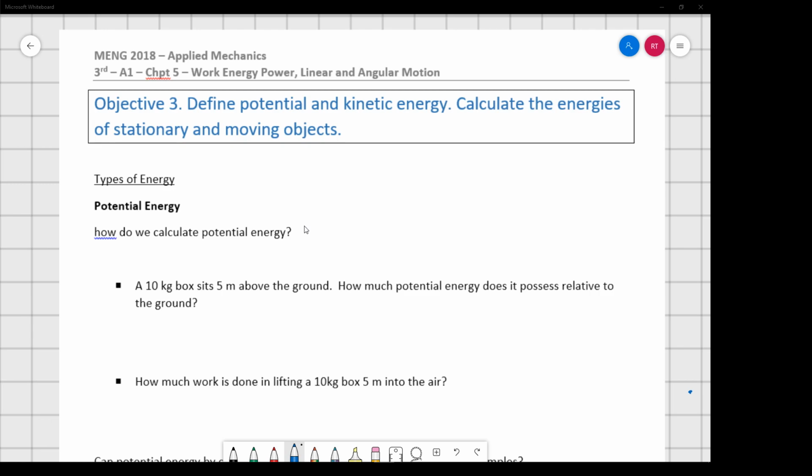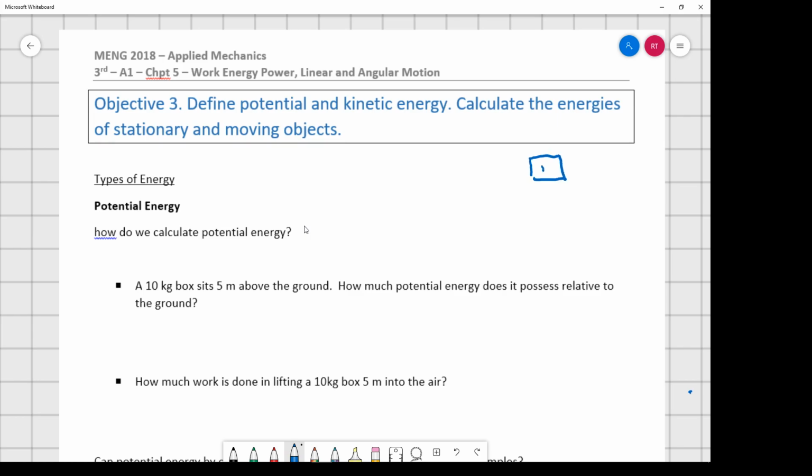Okay, so two different types of energy we look at. Potential energy is the first one. So potential energy is energy that is due to position, or essentially stored energy inside of an object. So if we've got some object and he's sitting up in the air, he has some energy that could be released if we drop him down. So how do we calculate potential energy?